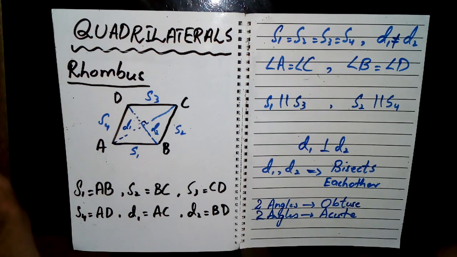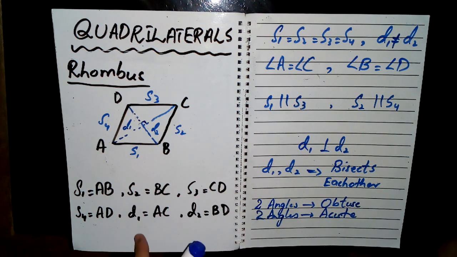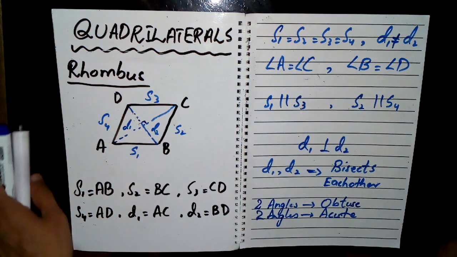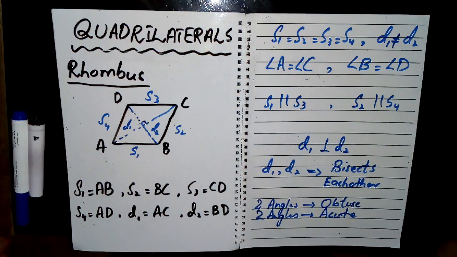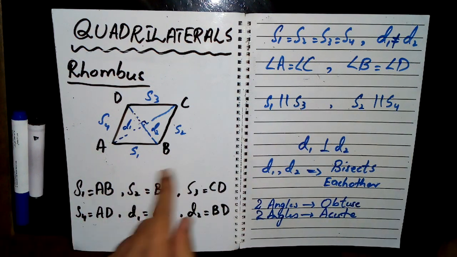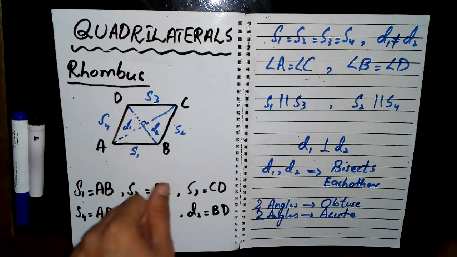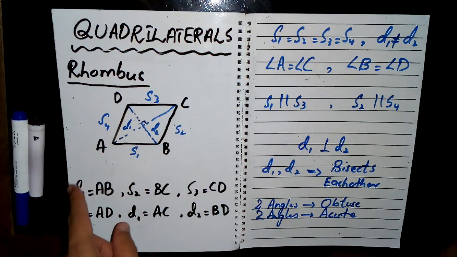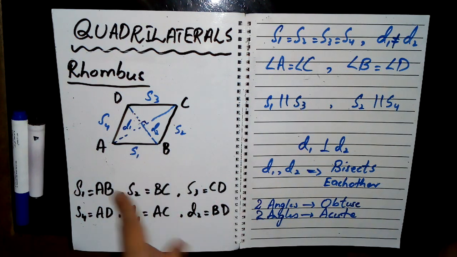Now another type of quadrilateral, that is the rhombus. This is the shape of a rhombus, and these things are the same as in the square. We can see that the sides are equal in a rhombus, all four sides are equal, but the diagonals are not the same, because B is nearer to D while C is not as near to A, because it is farther from A than D is from B.